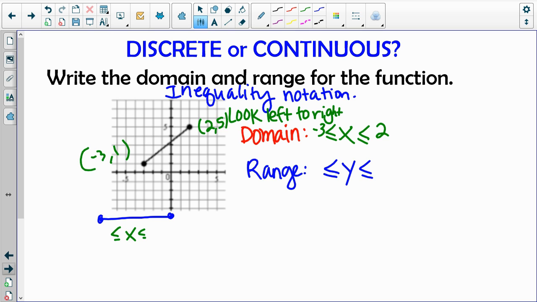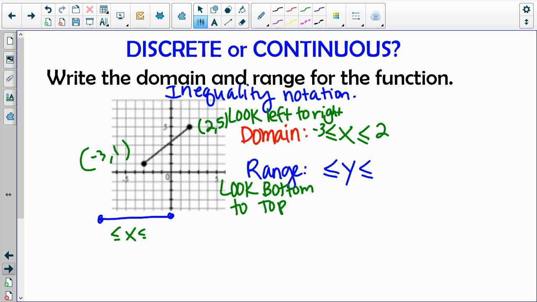So I need you to write a little note by your range. Look, bottom to top. Still need to go smallest to biggest on your inequality. So you have to go bottom to top, the lowest point to the highest point. So when you're thinking about range, you have to go bottom to top. It's an up, down, y.